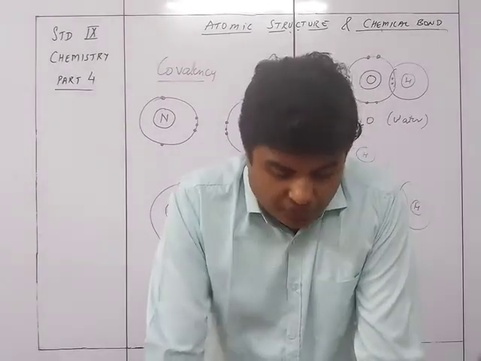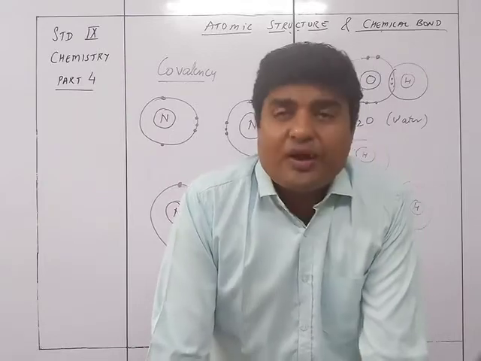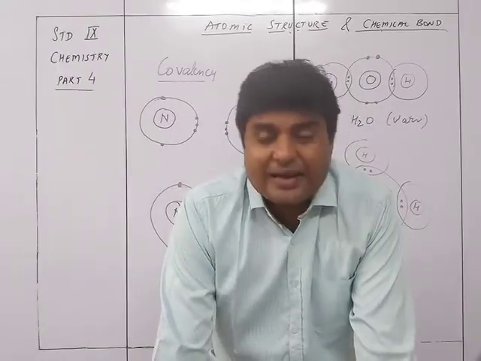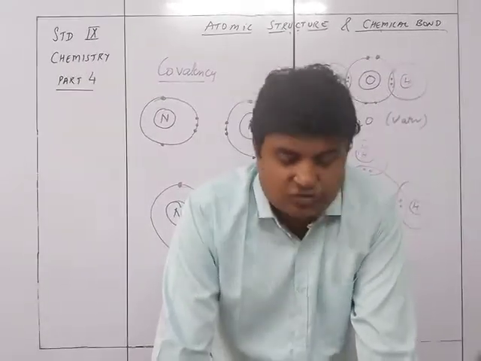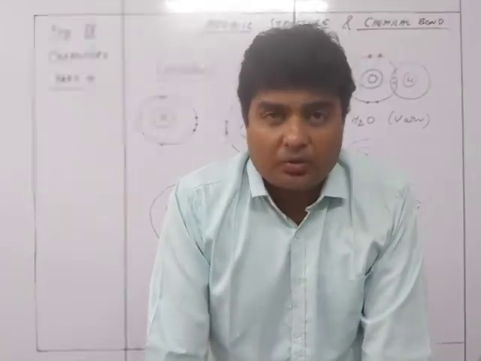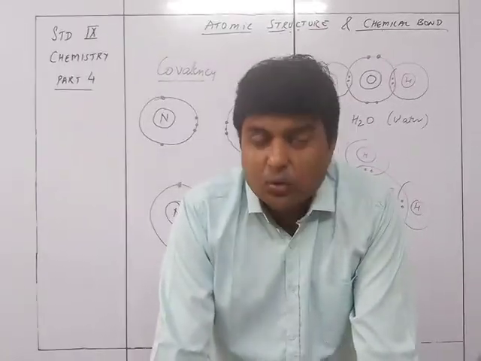The chemical compound formed as a result of the transfer of one or more electrons from the atom of a metallic element to the atom of a non-metallic element is called an electrovalent compound. For example, NaCl, CaO, MgCl2, etc.